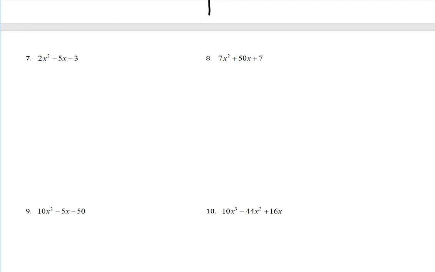All right, notice on this one, the greatest common factor is 1. There's nothing in common besides 1 with all 3 terms. This time around, though, the coefficient is not 1. It's a 2. All right, well, that really doesn't change the strategy. We're still going to take the 2, multiply it by the -3. We'll get -6. And then I want the factors of -6, so 1 and 6 and 2 and 3. They need to add up to give us -5.